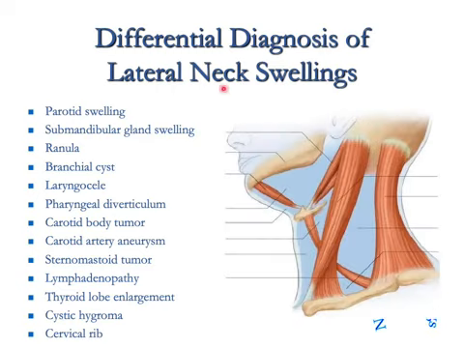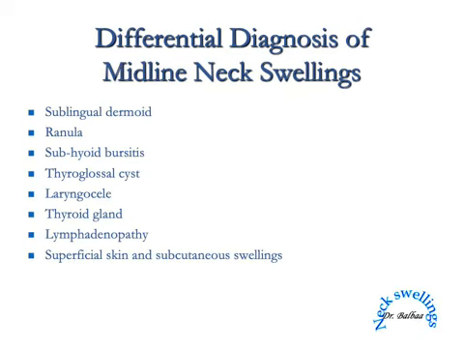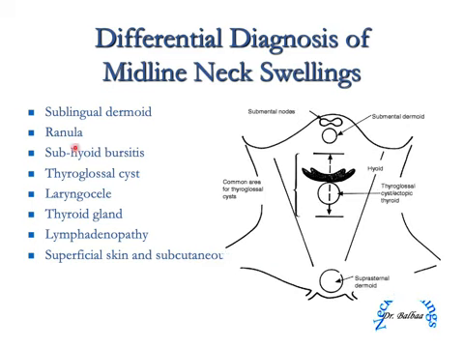Just to have a look again at the differential diagnosis of the lateral neck swellings that we passed through, and we go now to the swellings in the midline of the neck. Swellings of the midline of the neck, again, what are the structures that we have? We will go anatomically from above downwards.